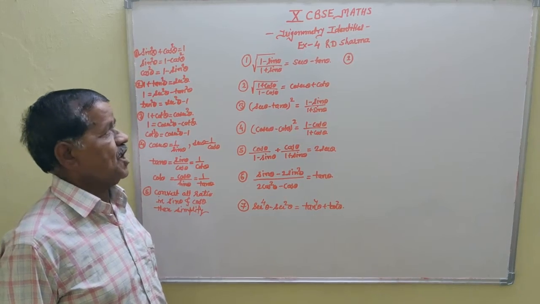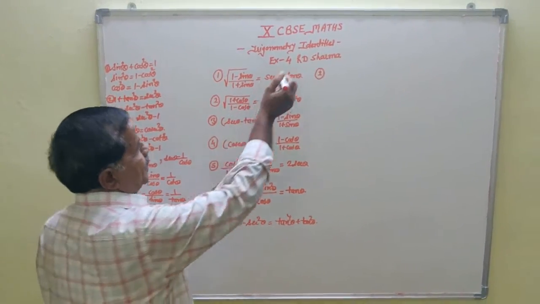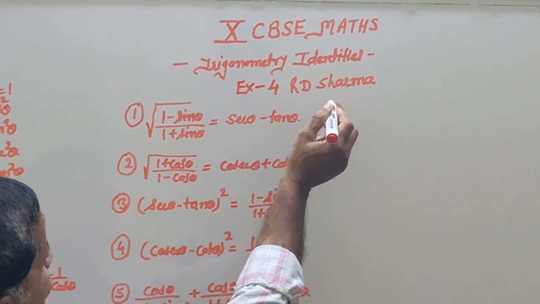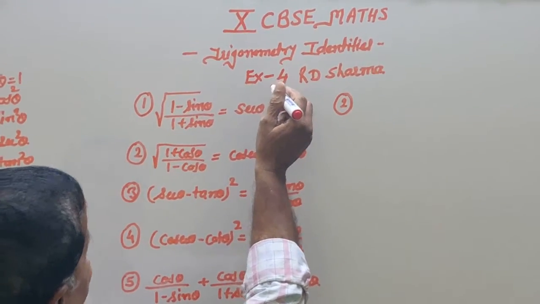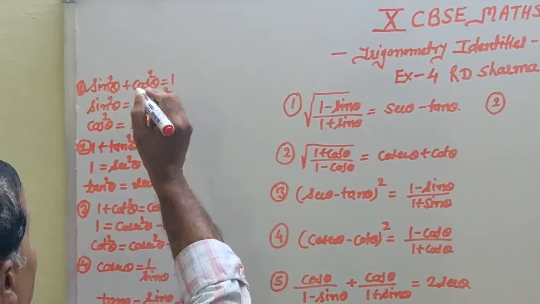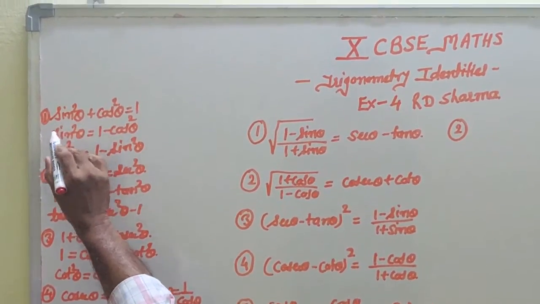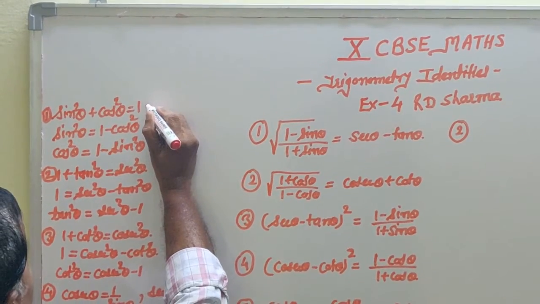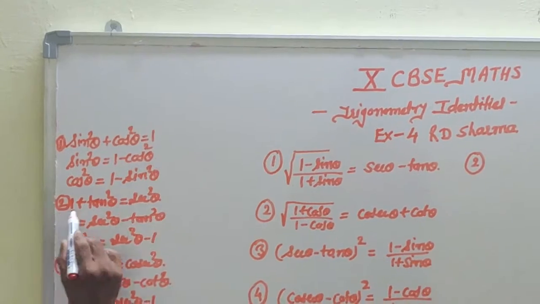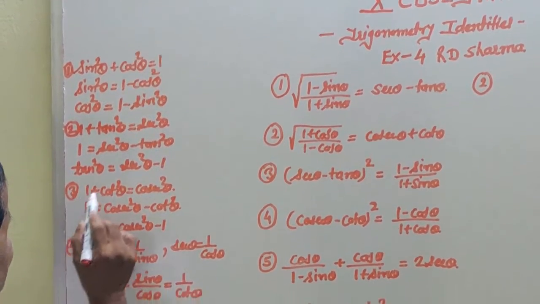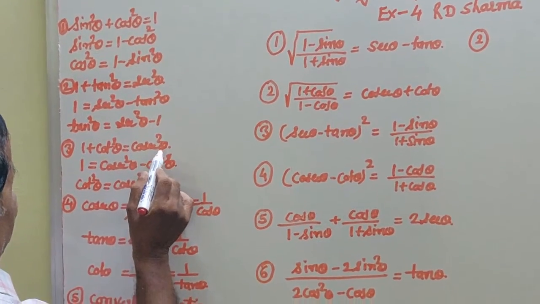And today we are starting the trigonometric identity chapter, exercise number 4 from R.D. Sharma. For this exercise you must know the identities like sin square theta plus cos square theta is equal to 1, 1 plus tan square theta is equal to sec square theta, and third, 1 plus cot square theta is equal to cosec square theta.